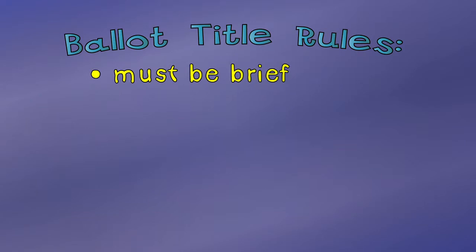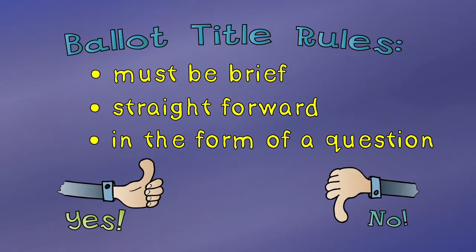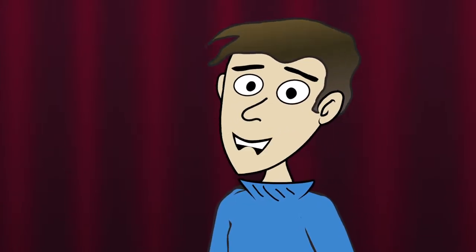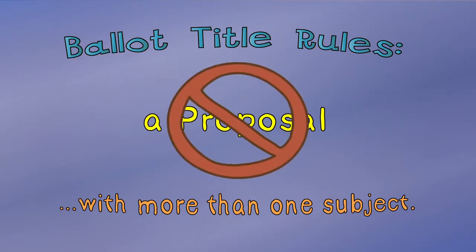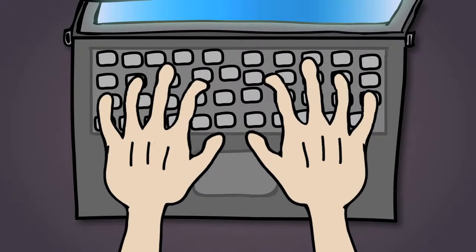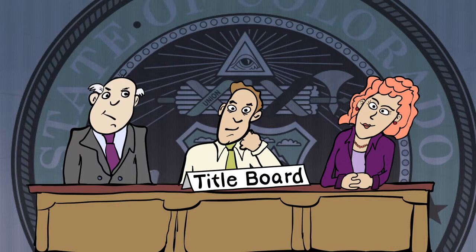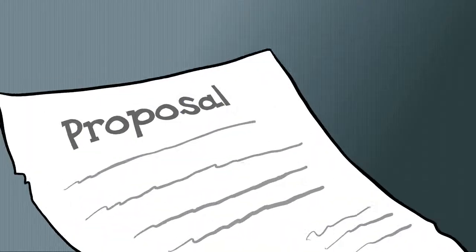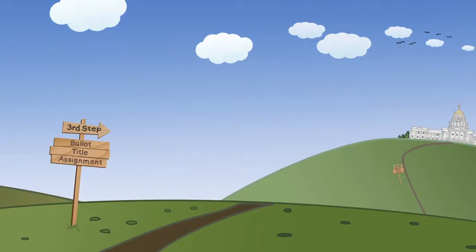Ballot titles must be brief, straightforward, and in the form of a question that can be answered with a yes or no vote. The Title Board will ensure that no ballot titles conflict with any other title set for the same election. Proposals determined to have more than one subject will not be granted a title. If the Title Board will not grant your proposal a title, you can revise the proposal again, or request a rehearing by the Title Board if you felt their decision was unfair. Additionally, an appeal to the Colorado Supreme Court is possible. Once a ballot title is set and the petition form is approved by the Secretary of State, the petition process can begin.